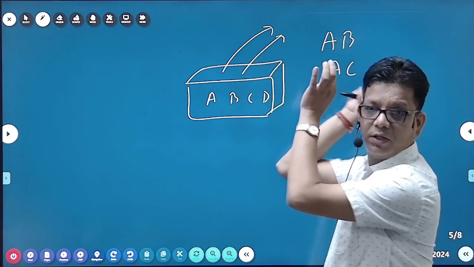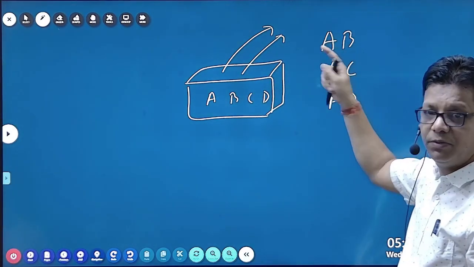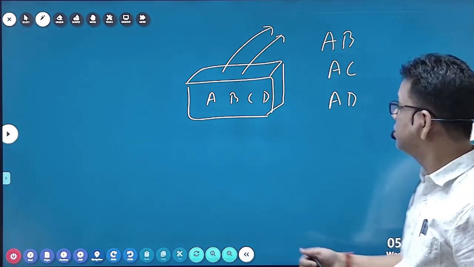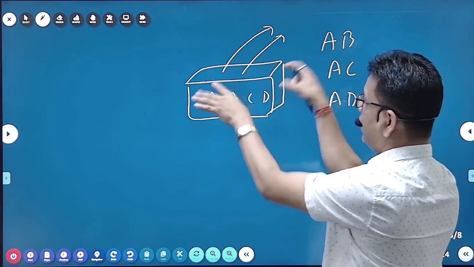Because you're trying to take any 2 cards. You can also take A, D. Don't say B, A also, because A, B and B, A are the same cards. So what else? You are taking A, B from there. You are taking A, C from there. A, D.